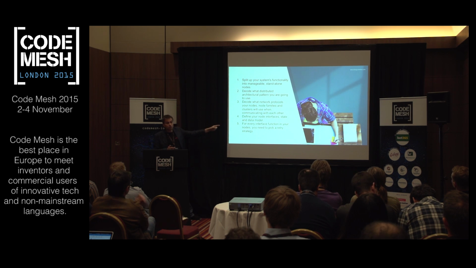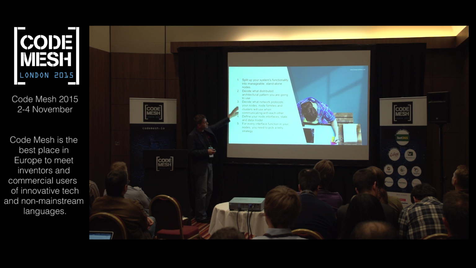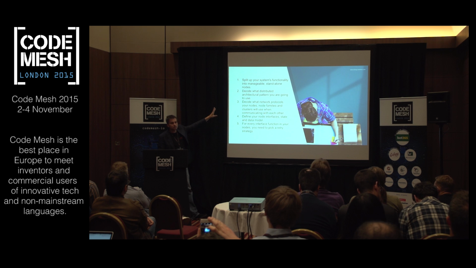It will affect your recovery strategies. It will affect how you share your data. It will affect a lot of things. Decide what network protocols your node families and clusters will use when communicating with each other. This is something you maybe don't need to do immediately, but you need to have a good idea. And so if you're architecting an end-to-end system, you'll know that you might have congestion in certain parts.